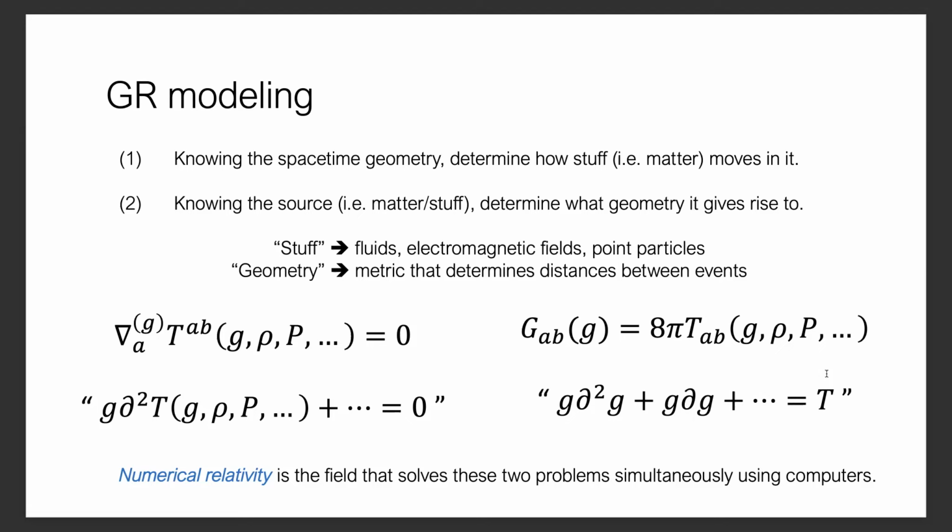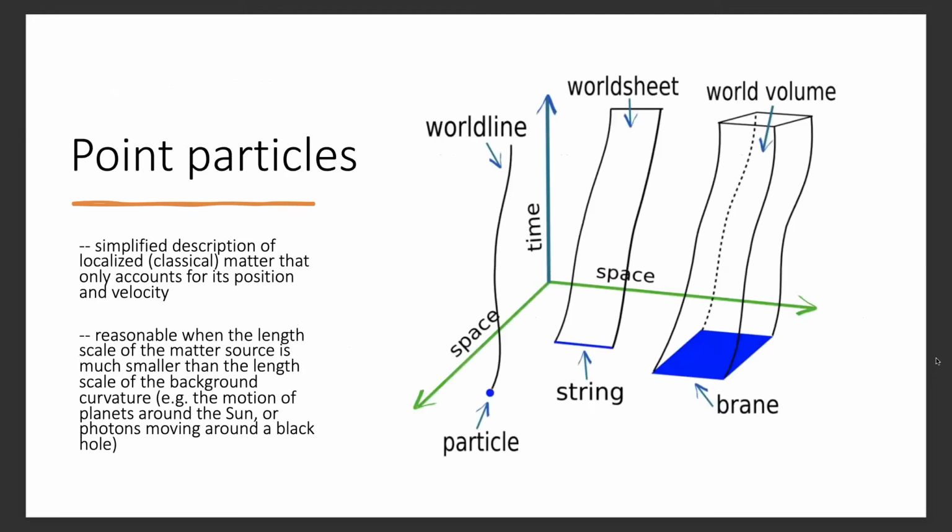But I'm going to talk about a different approach to making sense of these equations, in spite of rather drastic simplifications that we make, right? And so this is where point particles, which is the main point of my story today, come in. So what are point particles? Point particles are really simplified descriptions of localized classical matter.